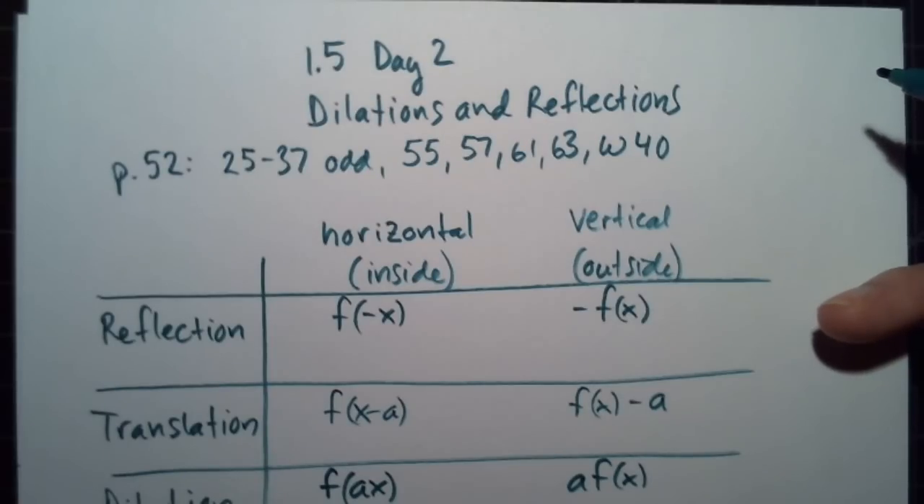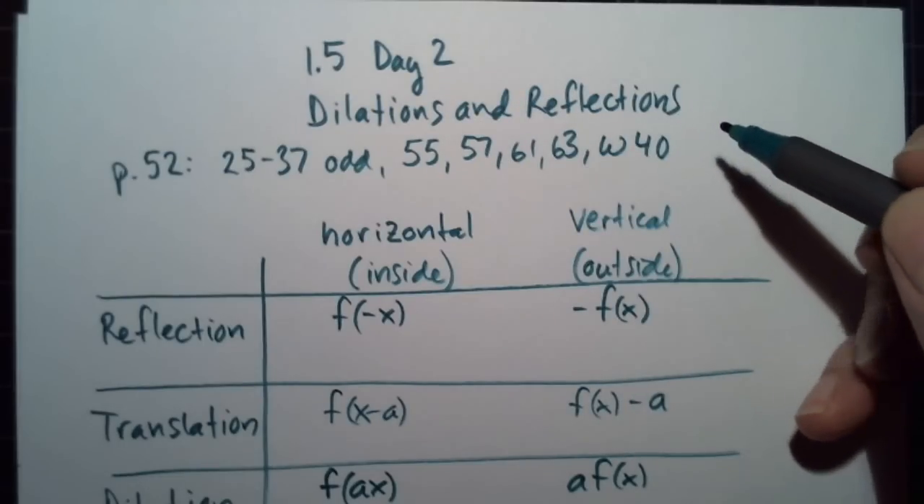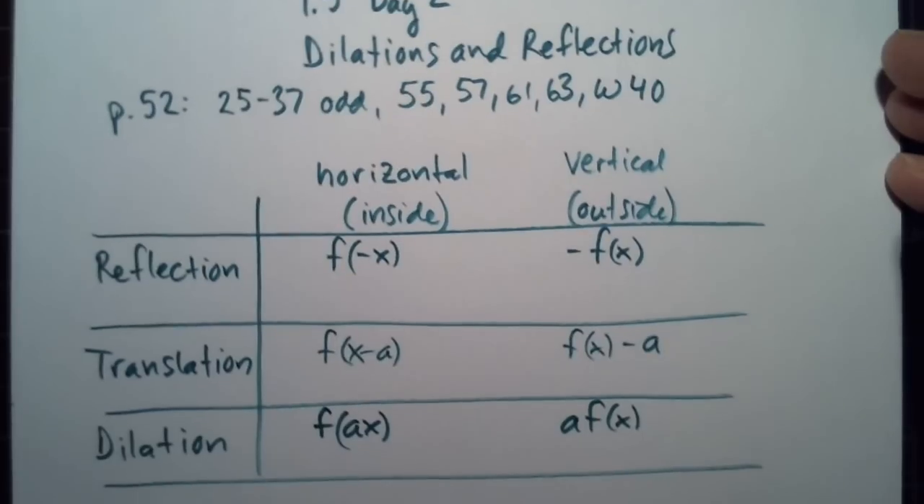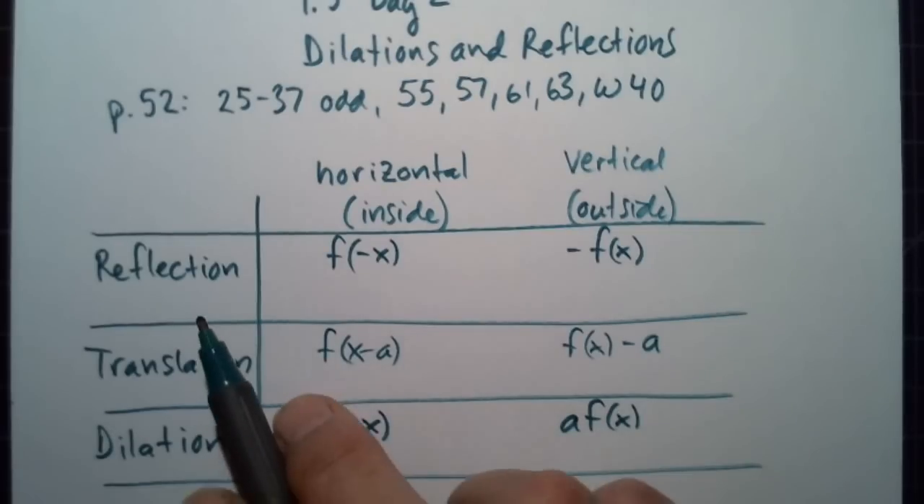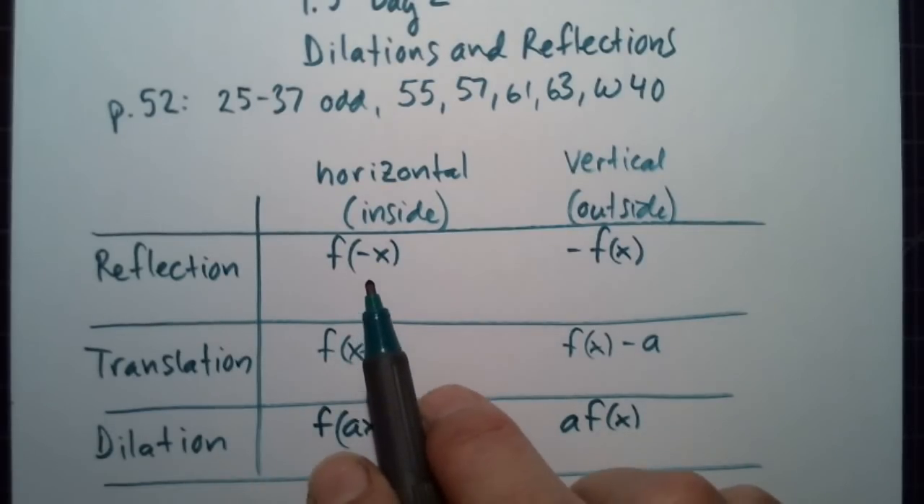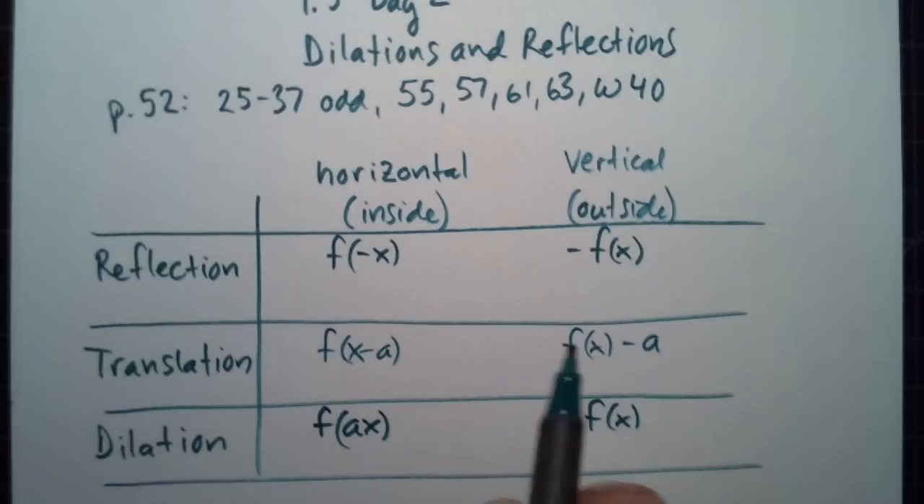In this lesson we'll talk about two more transformations, the dilations and reflections. And if you pause the video and copy this, then we can talk about it. So a reflection will multiply by a negative. If we add or subtract, that's going to be a translation. And then if we multiply by some other number, that's a dilation.